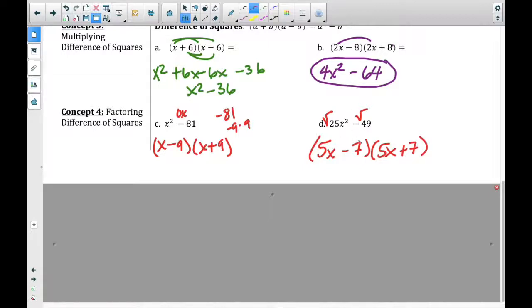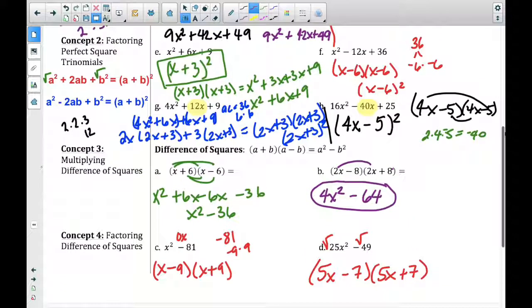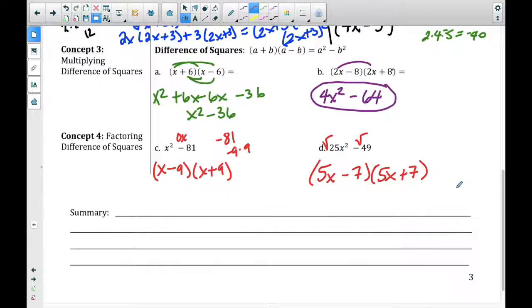And that's the answer. So to compare from up above, these were a trinomial and they came up with just a binomial squared. These start off with a binomial and they came up with two binomials times each other, but one's minus and one's plus. Okay, that is all we have for this lesson.